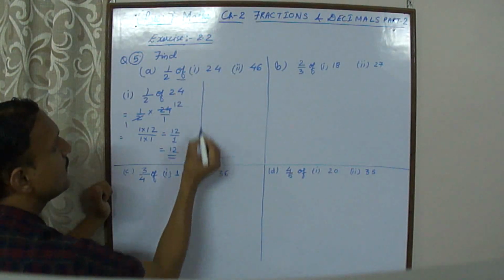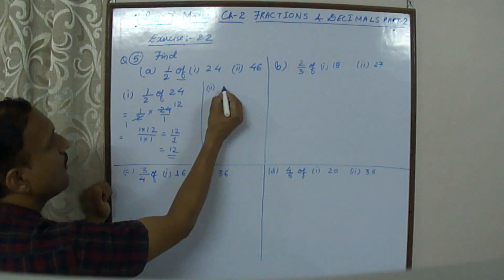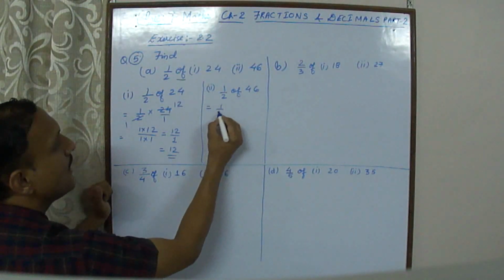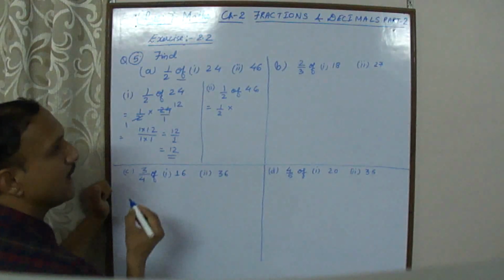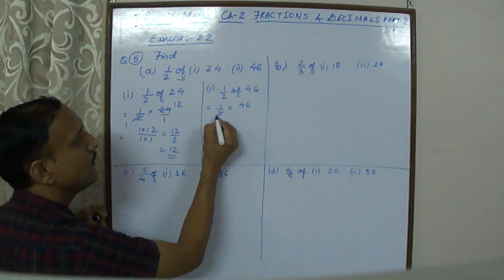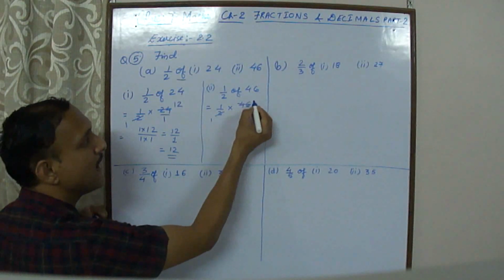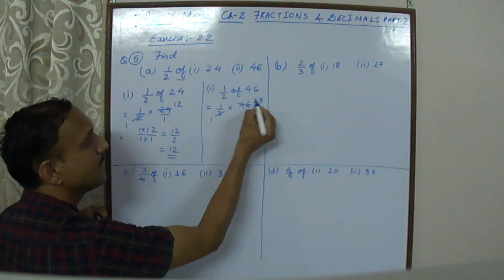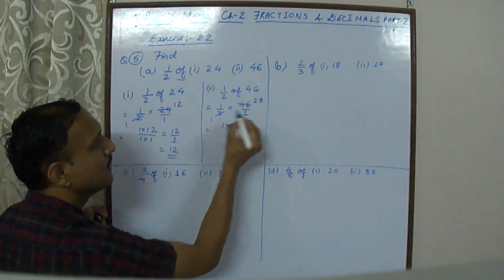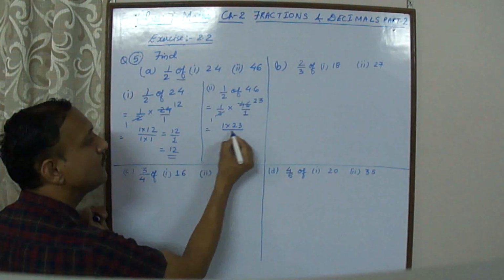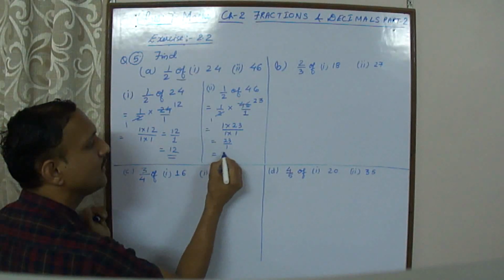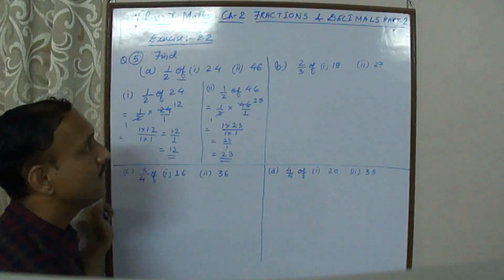Now see the second part. Half of 46. So again 1 by 2 of means multiply into 46. 2 ones are cut. It is possible to cut. Simplify it. 2 2s are 4, 2 3s are 6. 1 into 23. You can put 1 as denominator. 1 into 23, 1 into 1. 23 by 1. That means 23 only. Similarly B.